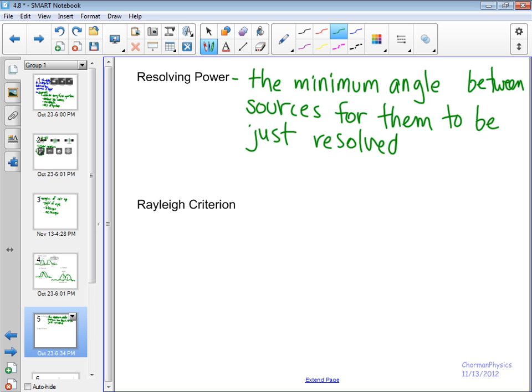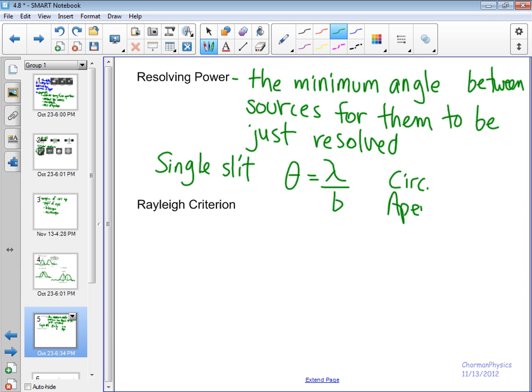This is actually the minimum angle between the sources and the distance from the aperture is really what this comes down to. All right, so for a single slit, this minimum angle comes down to this equation right here. For a circular aperture, we're not going to do the derivation, but that equation changes, and it's theta equals 1.22 lambda all over b. That resolving power, that's what the theta is, and I'm going to show you how that's connected to the definition here in a second.